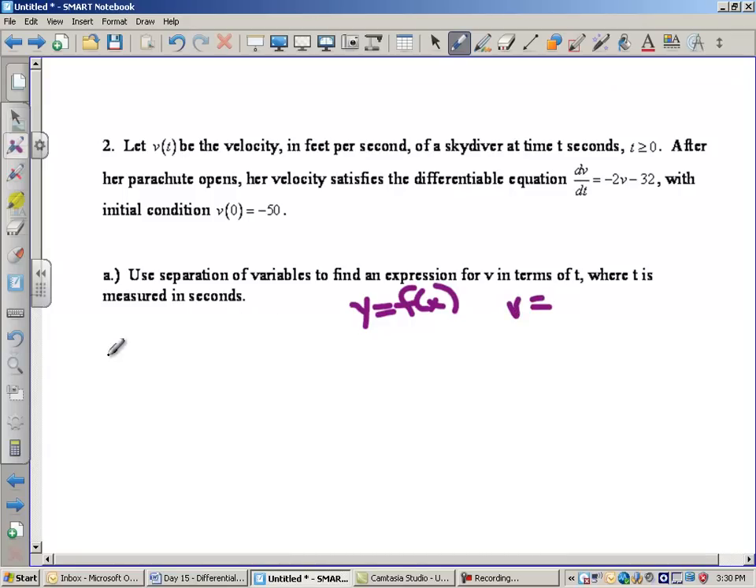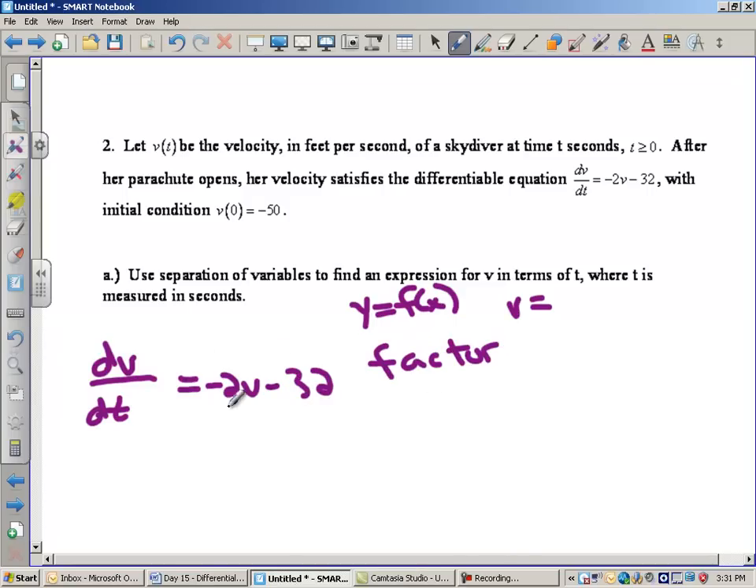So what we're going to do is take a look at what we have. We have dv/dt equals negative 2v minus 32. Now this one is tricky because I cannot cross multiply to get my v over here with the dv because of this minus 32. So before I cross multiply and separate my variables, I'm going to factor this side. So that's going to be dv/dt equals, pull out a negative 2, and we get v plus 16.